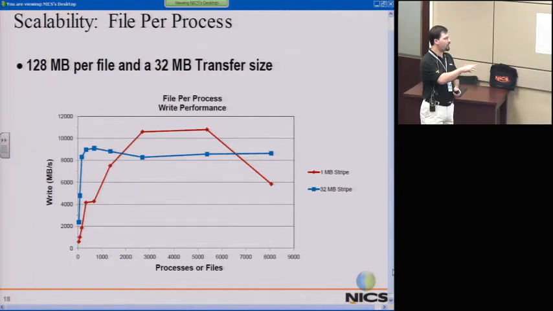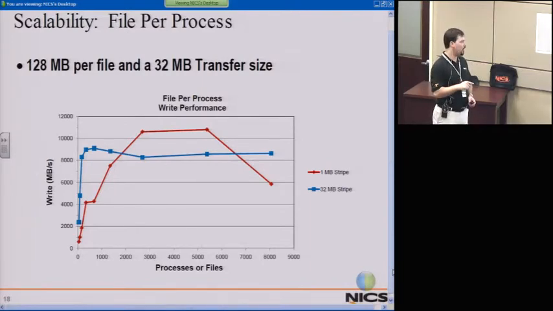So in this particular example, each process is writing a 128 megabyte file, and it's writing in 32 megabyte chunks. The red bar is using a 1 megabyte stripe size. So it's generally the lower performing of the cases, but it's the most scalable in this particular sense, mainly because it doesn't fill up its bandwidth that quickly.